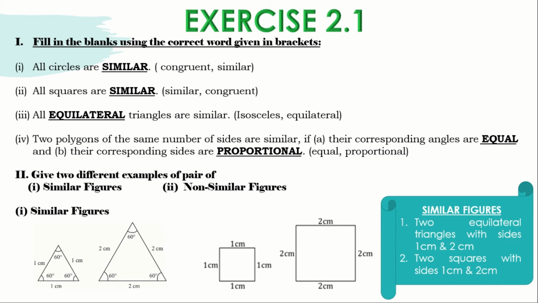Two polygons of the same number of sides are similar if they satisfy two conditions. One, their corresponding angles are equal. Two, their corresponding sides are proportional. So this is the answer for all the fill in the blanks.